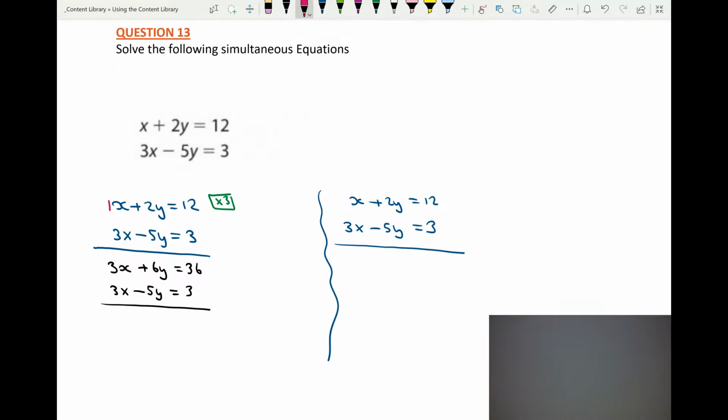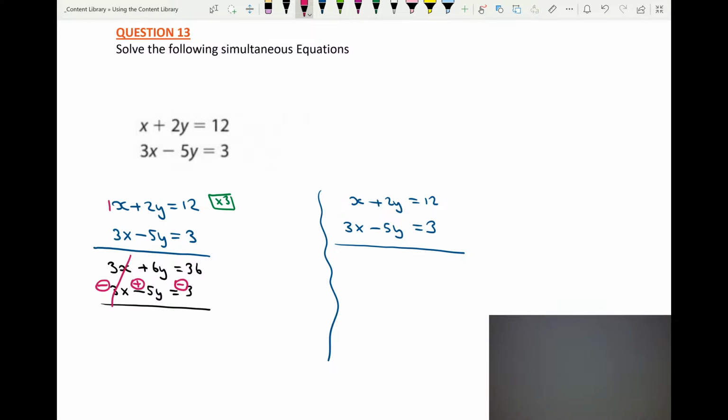So what I do is, on the bottom line, I change the sign. So that's going to become a minus. This one is going to become a plus. And then the 3 is a positive 3, so it'll become a minus. So you're taking it away. So in simple terms, you're just changing the signs. The 3x subtracts the 3x.